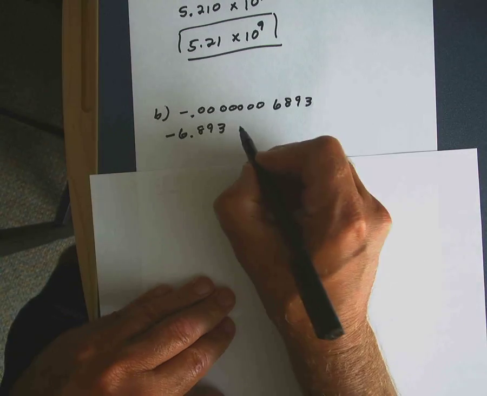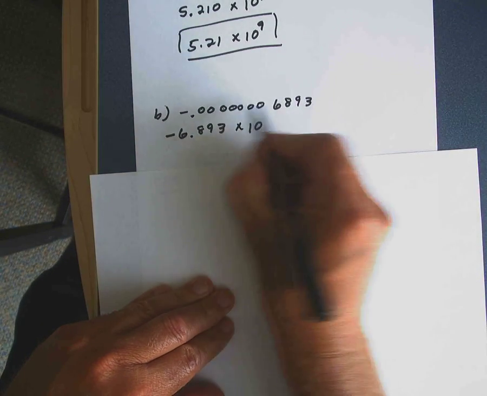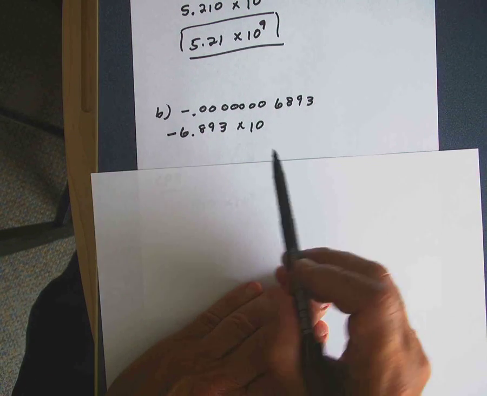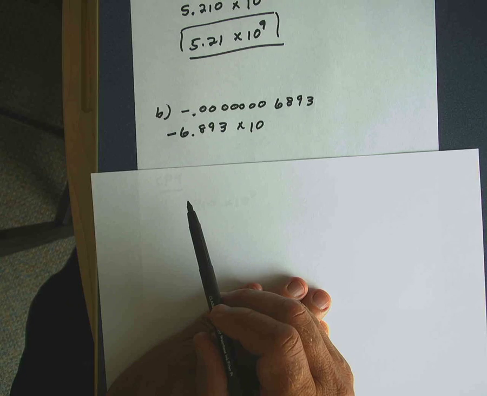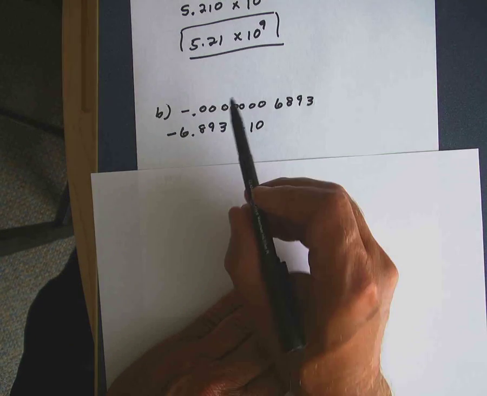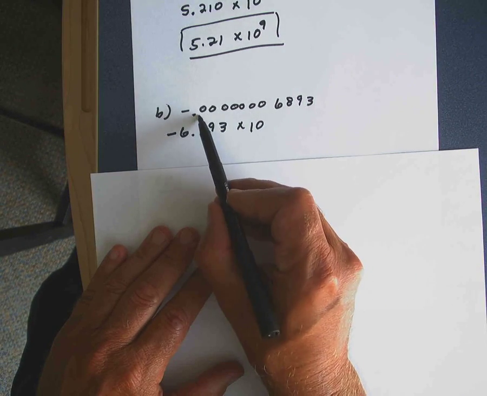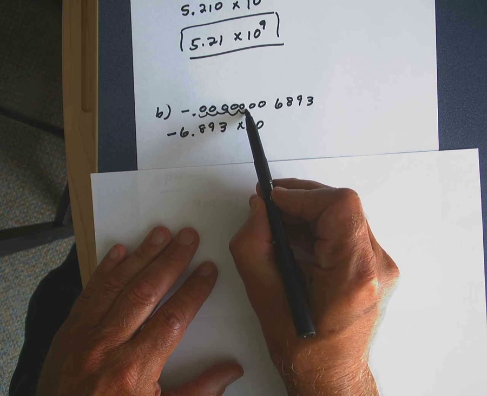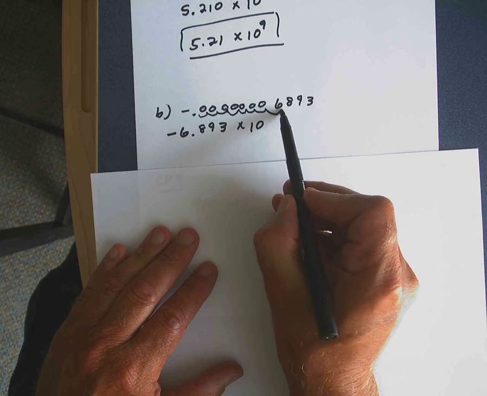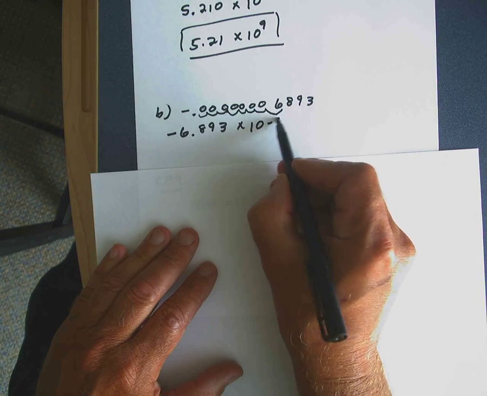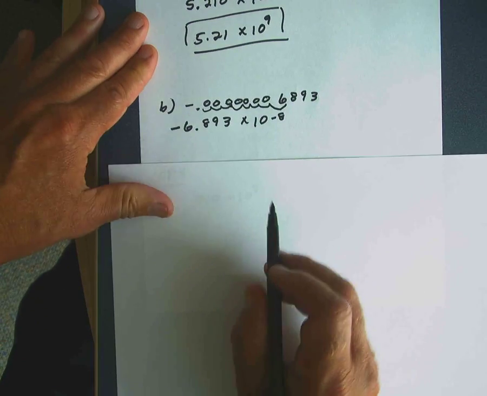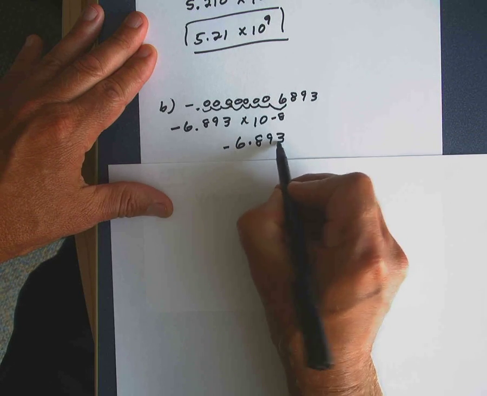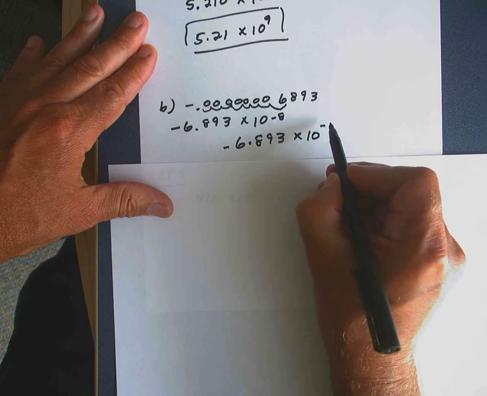But then we have to multiply it by some power of 10 to give us this number. Like I did before, I try to figure out how many decimal places I had to move it in order to write it like this. So let's count. 1, 2, 3, 4, 5, 6, 7, 8. So I should multiply by 10 to the negative 8. It's a little bit crowded there. To rewrite it, that'd be negative 6.893 times 10 to the negative 8.